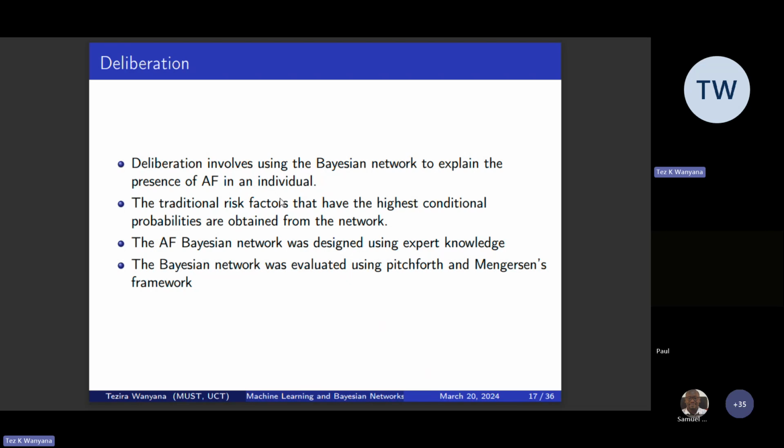So for Pitchforth and Mengersen's framework, there are a number of aspects that are evaluated for the designed or expert elicited Bayesian networks. But in this talk, I only focus on one, which is predictive validity. But actually, there are other aspects that we wrote up in the paper, but I do not talk so much about in this talk.